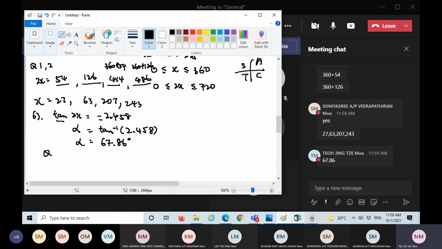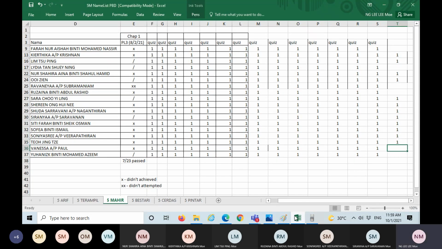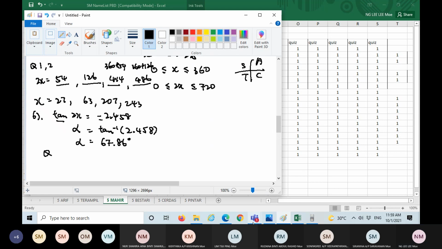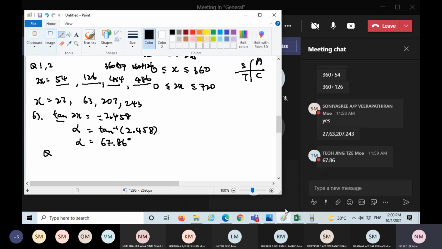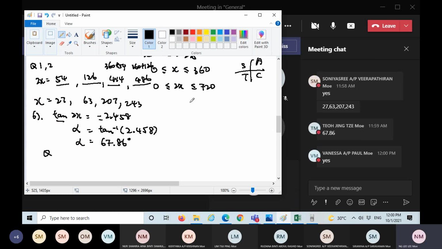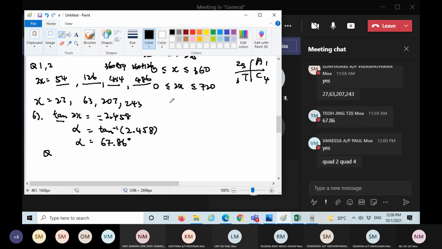Who is the next girl? Okay, Vanessa. Vanessa here or not? Okay, tangent negative, which quadrant? Okay, very good. Quadrant 2 and 4, because tangent positive is 1 and 3, so negative is 2 and 4.